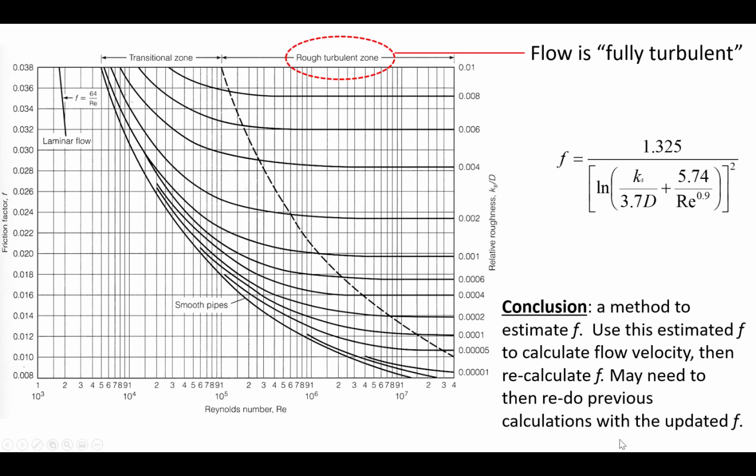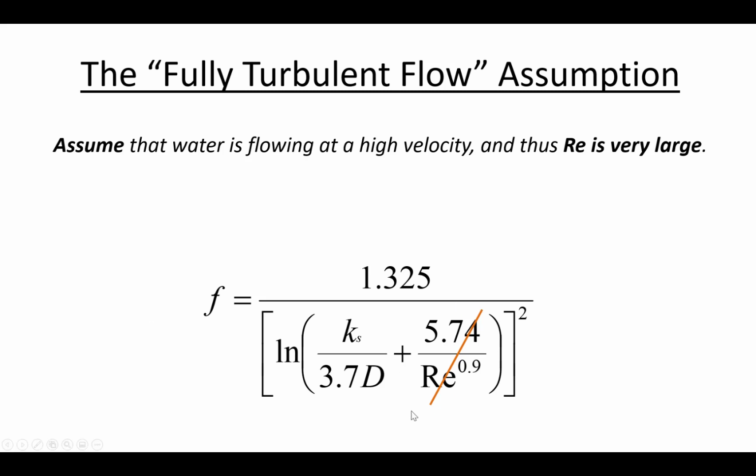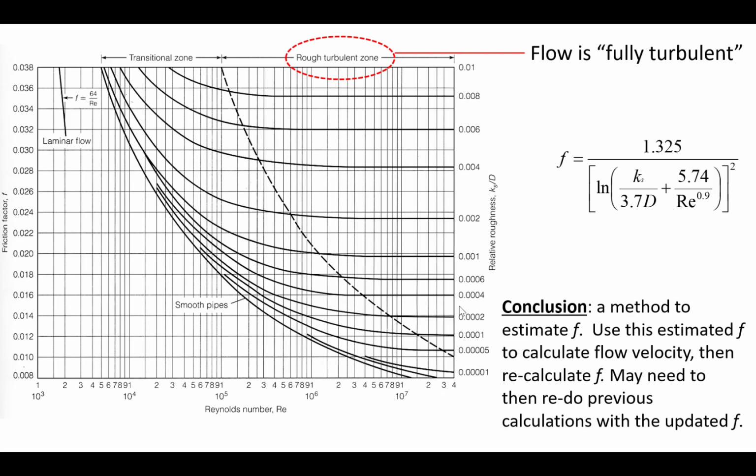So you recalculate your F value, and if the two match, like if the F value you get from the full Jain equation is the same as when you were invoking this fully turbulent flow assumption, if they match, then you don't need to make any further calculations. But if they're different, then you need to reiterate. You need to go back through all of your calculations again, adjusting with the new and improved F value. So that's the fully turbulent flow assumption. Just assume Reynolds number is big.